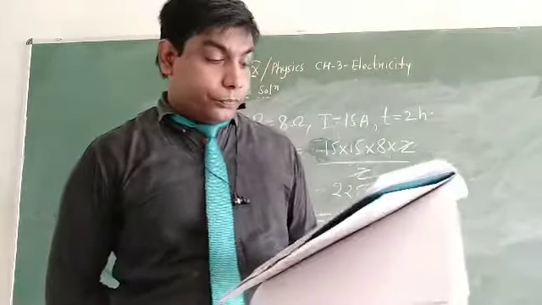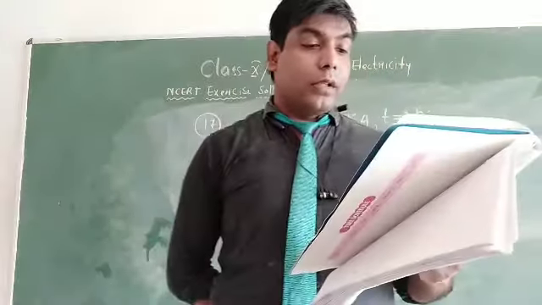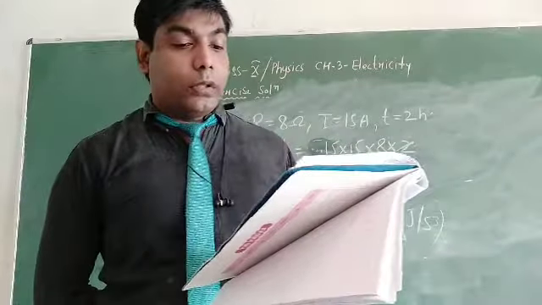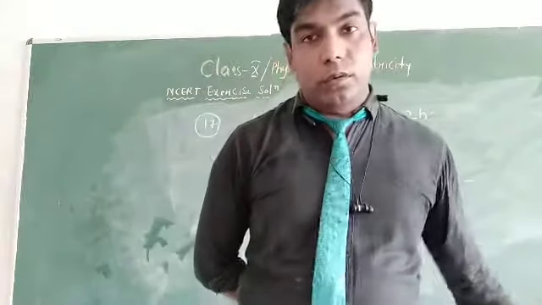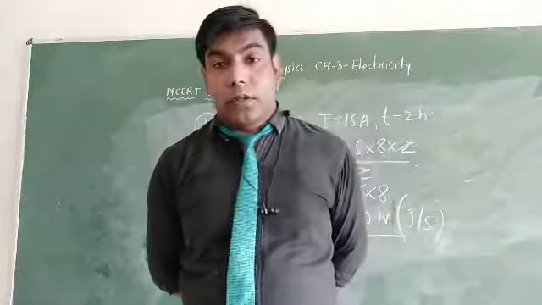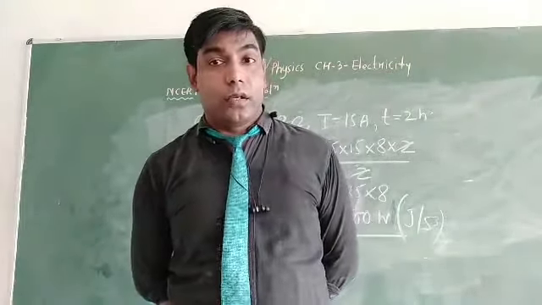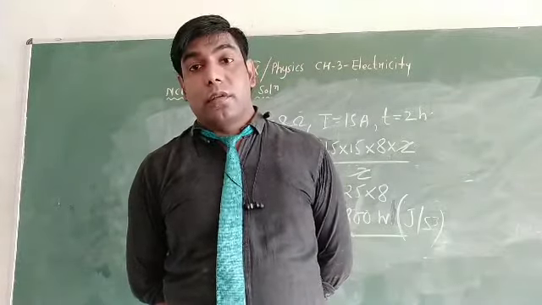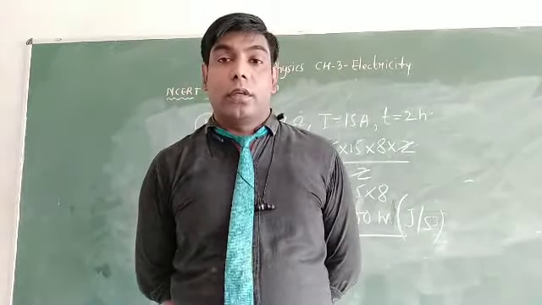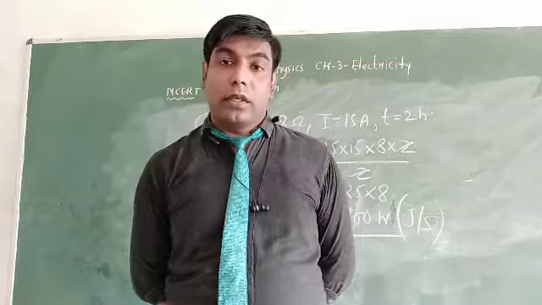Right? Question number 4. How does resistance of a wire vary with its area of cross section? You know, resistance is directly proportional to the length and inversely proportional to the cross sectional area. That is, if area increases, resistance will decrease. If area decreases, resistance will increase.